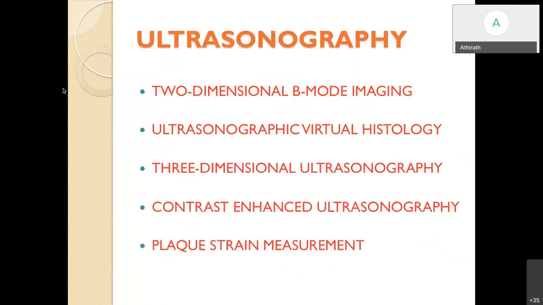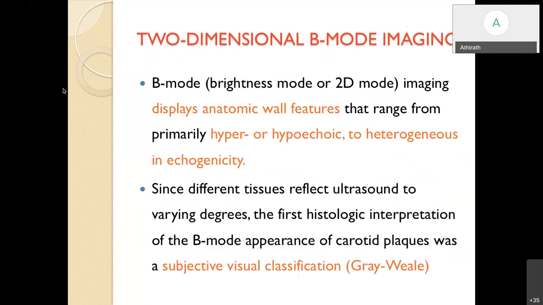Coming to the first non-invasive imaging technique, that is ultrasonography. It is discussed under various side headings, so that is two-dimensional B-mode imaging, ultrasonographic virtual histology, three-dimensional ultrasonography, contrast-enhanced ultrasonography, and plaque strain measurement. Coming to two-dimensional B-mode imaging, B-mode imaging basically displays anatomic wall features, which can range from primarily hyperechoic to hypoechoic to heterogeneous in echogenicity.